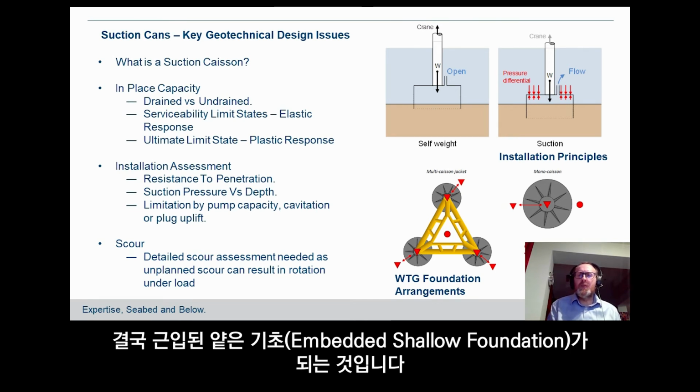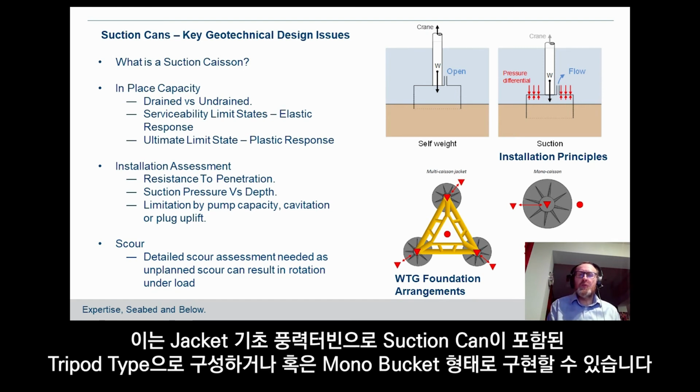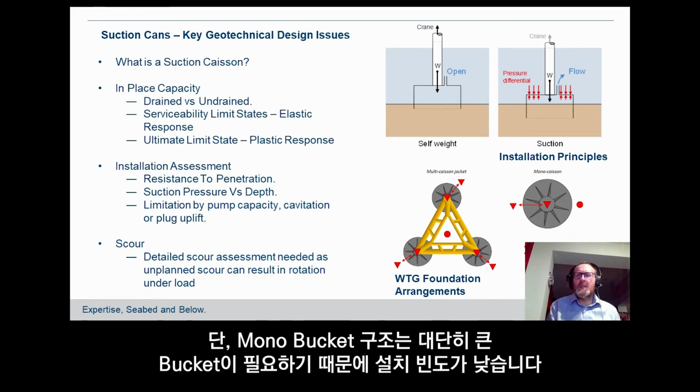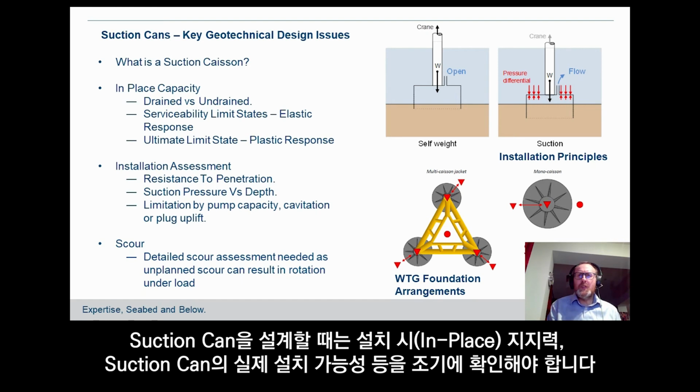And this has the effect of producing an embedded shallow foundation effectively. And this can be used for wind turbines either in a jacketed situation with a sort of tripod type arrangement of suction cans, or alternatively with a monobucket, although the latter is less often used because you get quite big buckets. In terms of designing these, you'll have to look at in-place capacity.